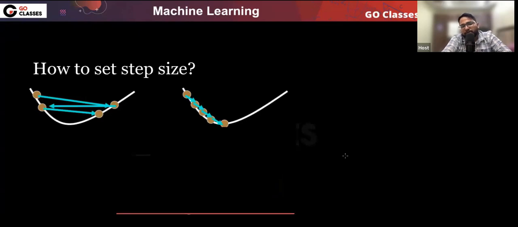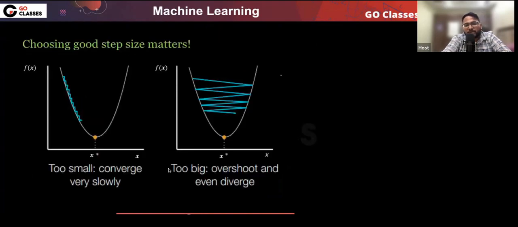Now, how to set this step size, or this is also called learning rate, or a step size? So how to set this step size? What do you think? The problem with the step size is that if it is very low, then it will be very slow convergence, right? If it is very high, that might overshoot and even diverge, right? So this is a problem. Is this okay to everyone?